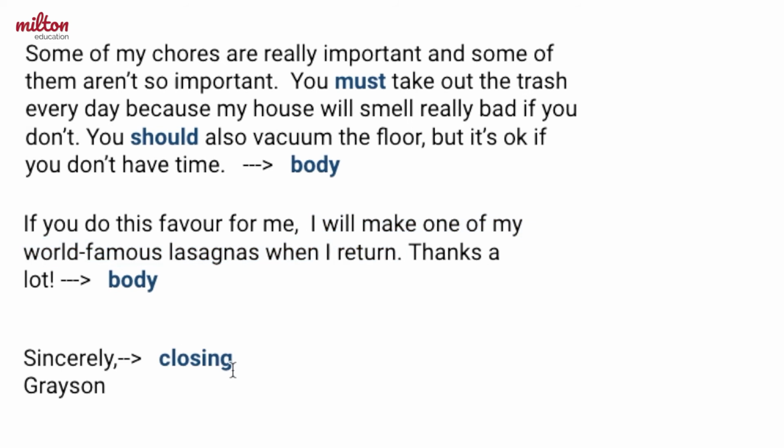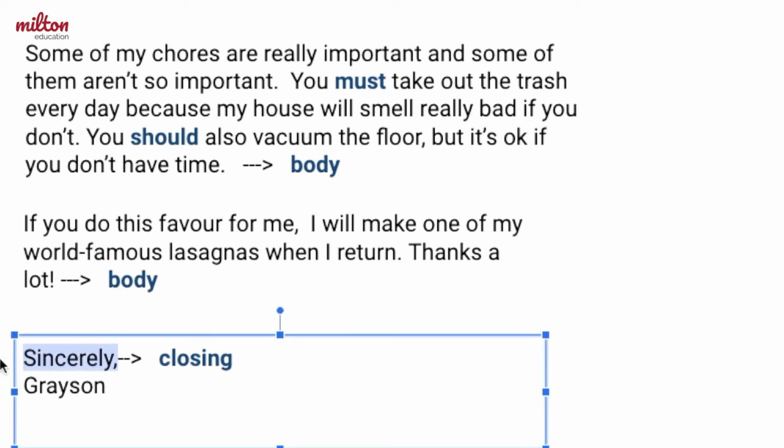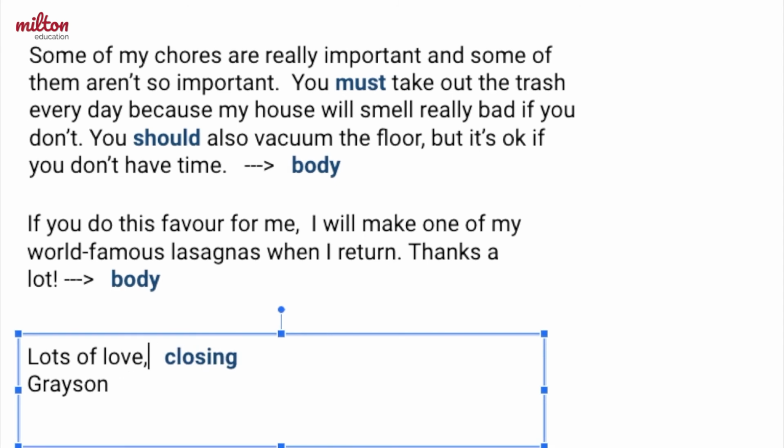One part of the letter that is mandatory is the closing. The closing is where we say goodbye. For example, we can say, "Sincerely, Grayson," although sincerely is a little bit formal. So we can say, "Your friend," which is a better option because I am writing to a friend. Another possibility is all the best. You could even write lots of love. All of these are good options for you to end your letter.